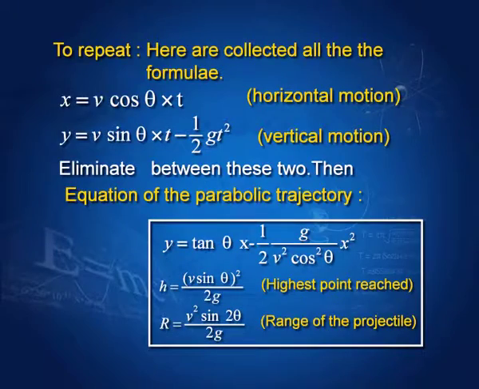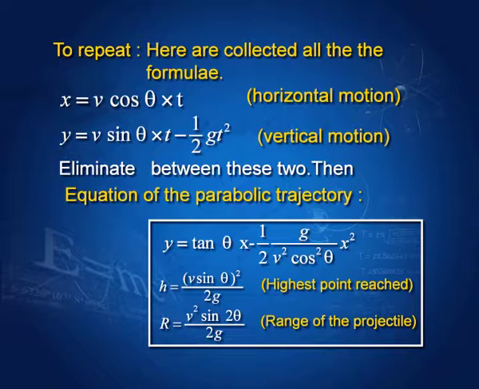The horizontal velocity is v cos theta and distance covered is v cos theta into t. The vertical velocity is v sin theta and the distance covered is v sin theta into t minus half g t square. We eliminate t from these two equations and we get y equal to x tan theta minus half g x squared by v squared cos squared theta. This is the equation of a parabola.